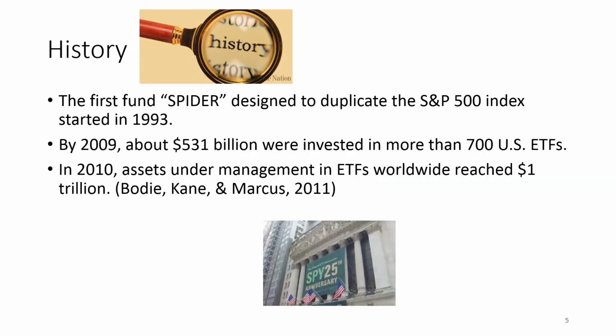The first exchange-traded fund was introduced in 1993. It was named SPDR, a nickname for Standard and Poor's Depository Receipt, which is a unique investment trust holding a portfolio matching the S&P 500 index. It was designed to duplicate the S&P 500 index.